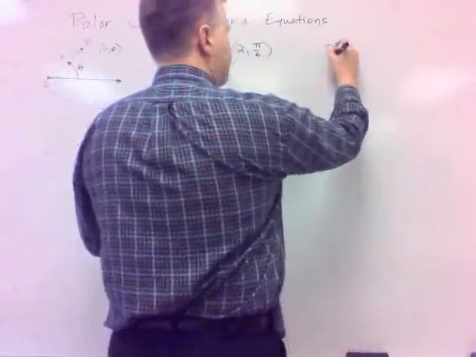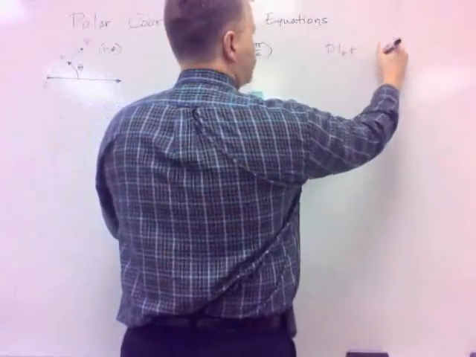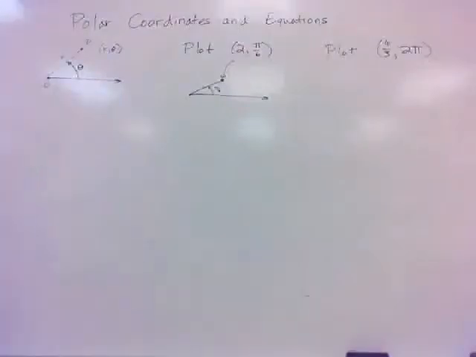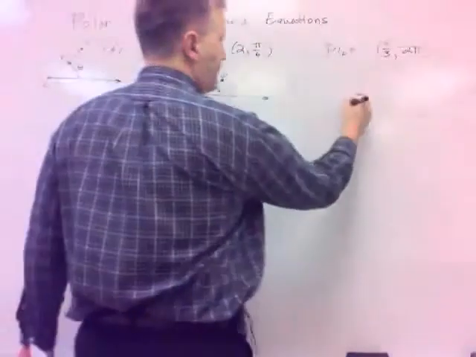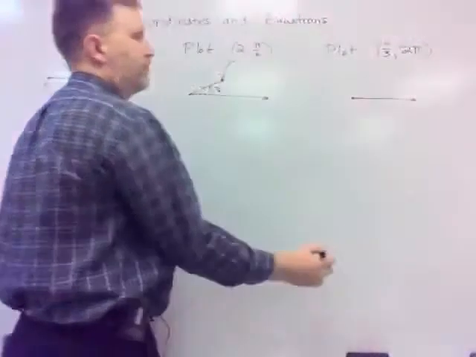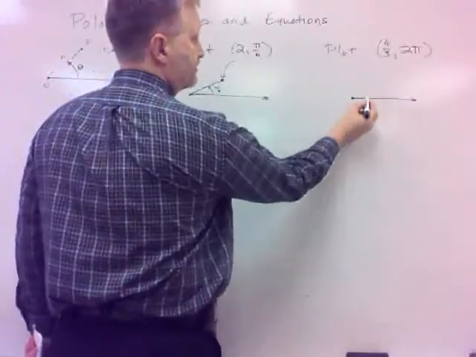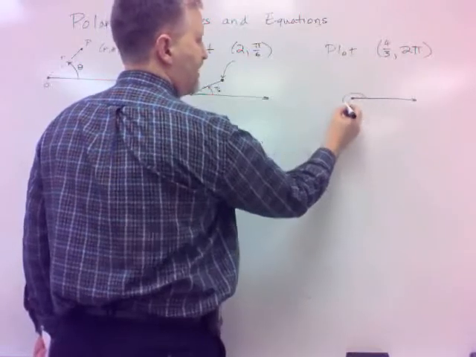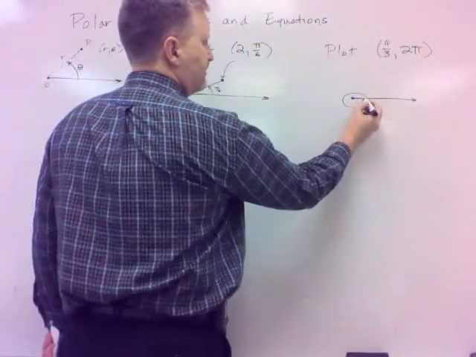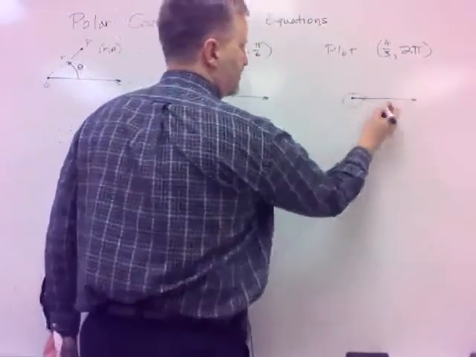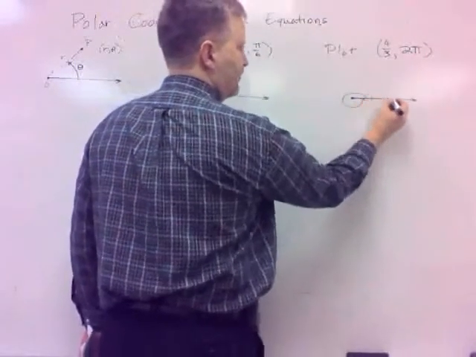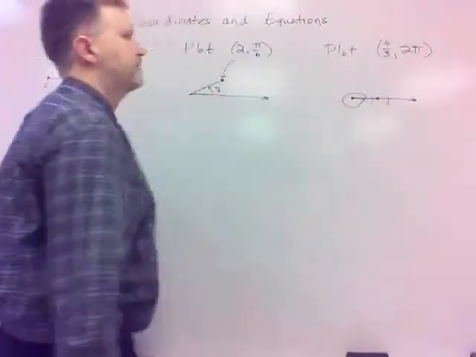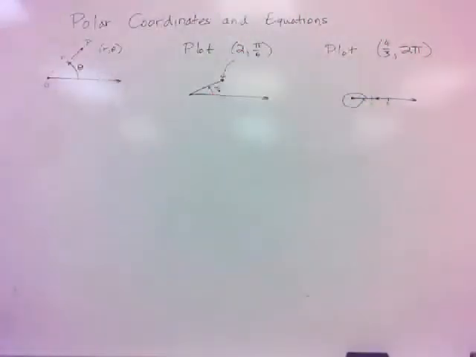Okay. What about (4/3, 2 pi)? Again, here's our polar axis. That one's kind of going to wrap back around on itself, isn't it? Because 2 pi, isn't that 360 degrees? So we're back to the polar axis there. And then 4/3, so you got 1, 2, and so 4/3 would be right about there. So that point would be right on the polar axis.